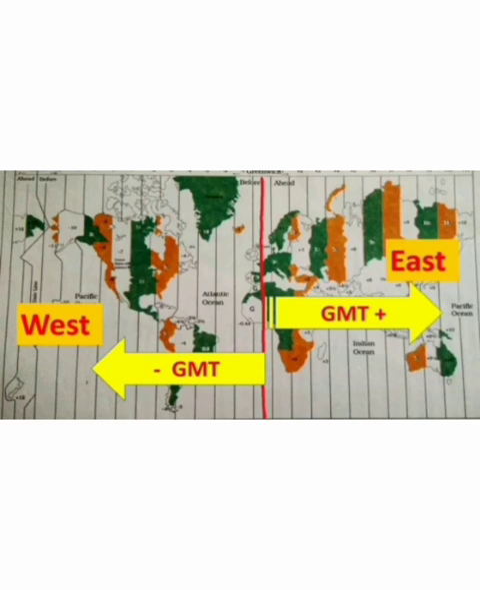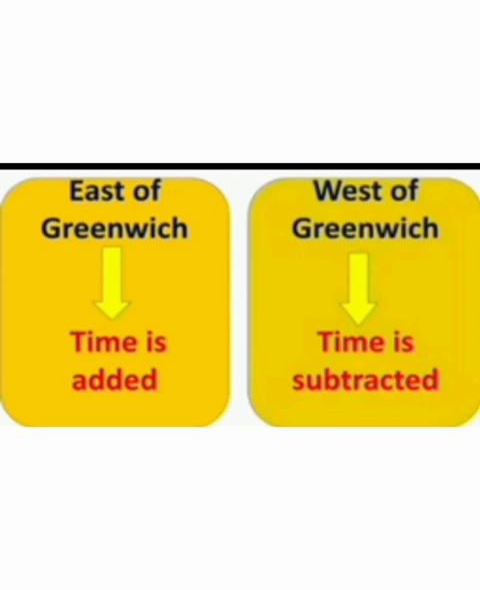As you go to the left of Greenwich, the time is less. It means going left of Greenwich, that is the west, the time is subtracted. It is mentioned with a negative sign. Now, going in the opposite direction, to the east, the time is added. It is mentioned with a positive sign. So, going east of Greenwich, time is added, and going west of Greenwich, time is subtracted. Okay students, is it clear?